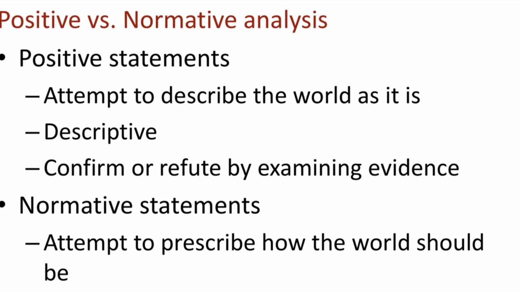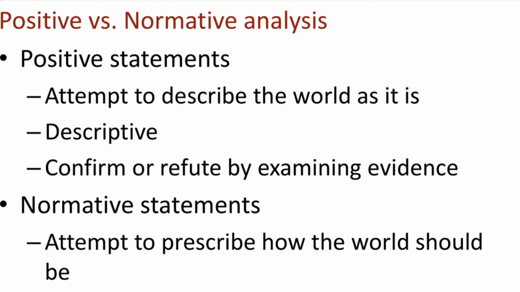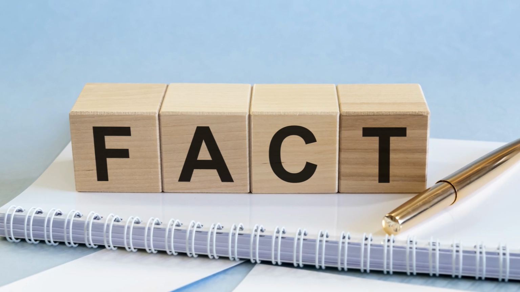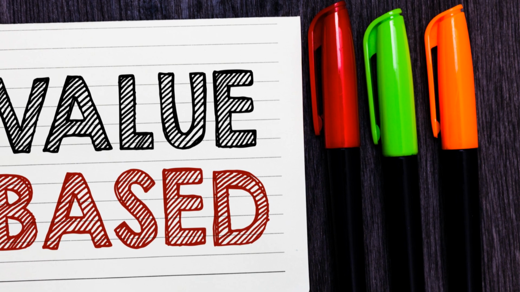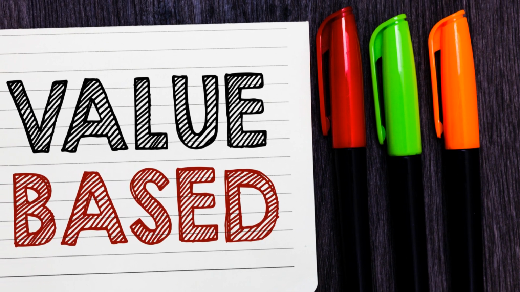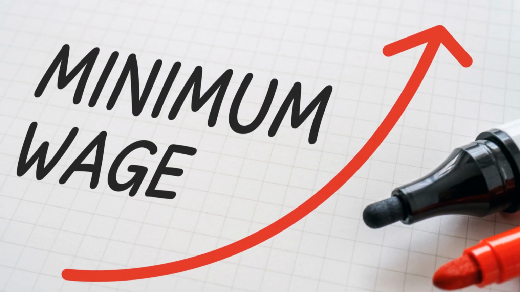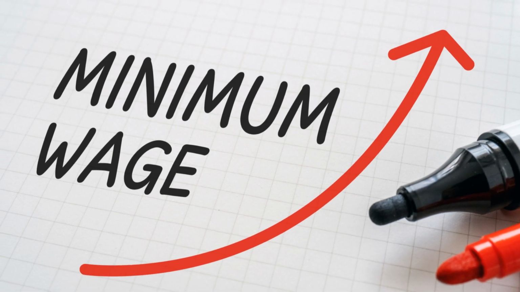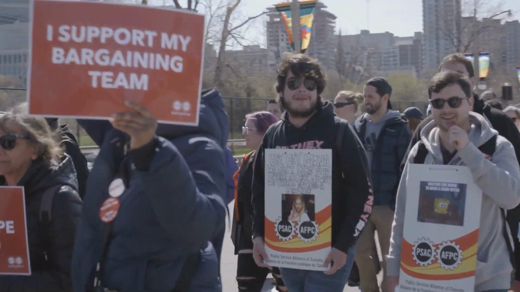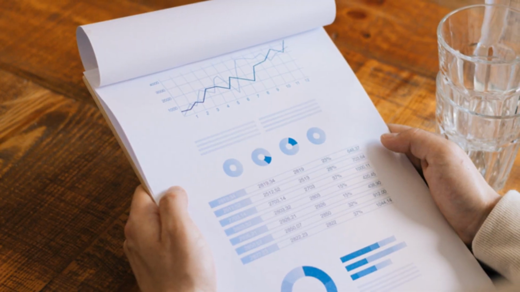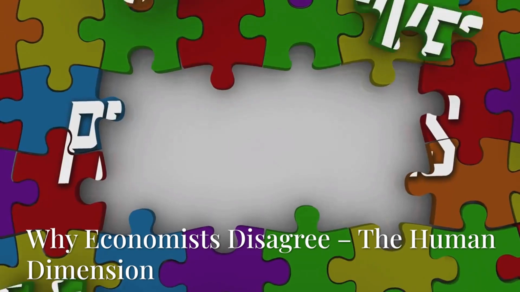Economists don't just build models, they advise governments as well, and they use two types of analysis. First, positive economics. This describes the world as it is, testable and factual. Second, normative economics. This describes how the world should be. It's value-based. For example, positive: a higher minimum wage may reduce low-skill employment. Normative: the minimum wage should be raised to improve living standards. In policy, both matter, but only one is grounded in testable claims.